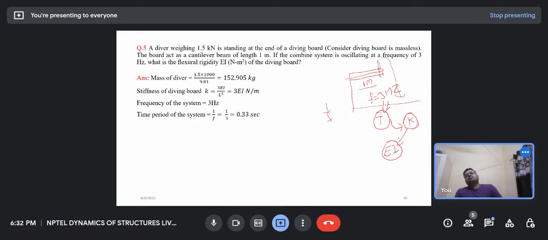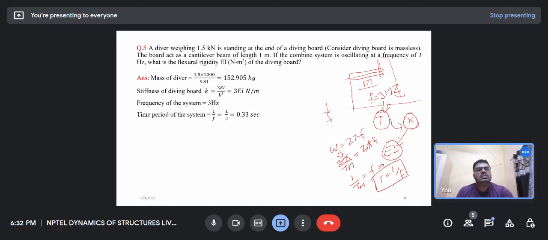Anyone give a try? For the time period, you know that omega is equal to 2 pi f, and omega can be written as 2 pi by Tn. So 2 pi will be cancelled out, and the relation is 1 by Tn equal to f, or T is equal to 1 by f. This way we have calculated the time period.